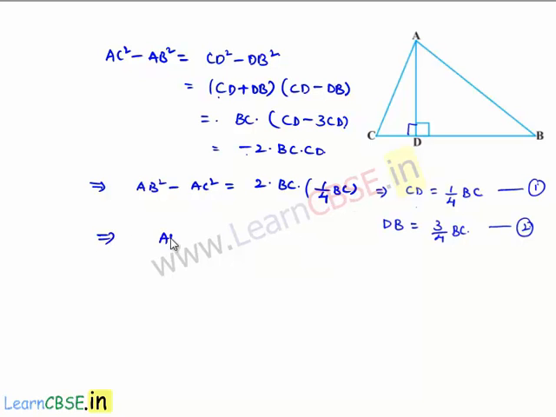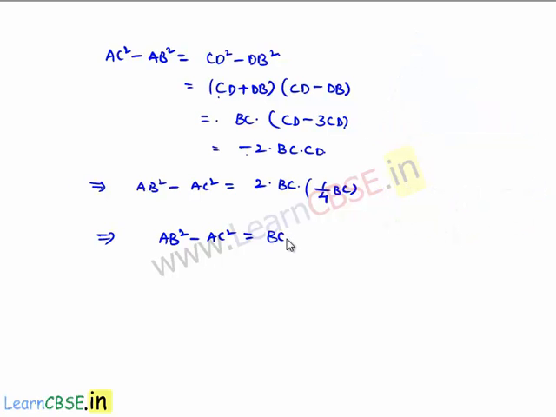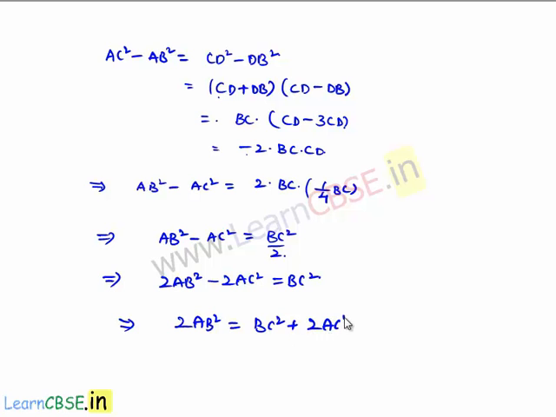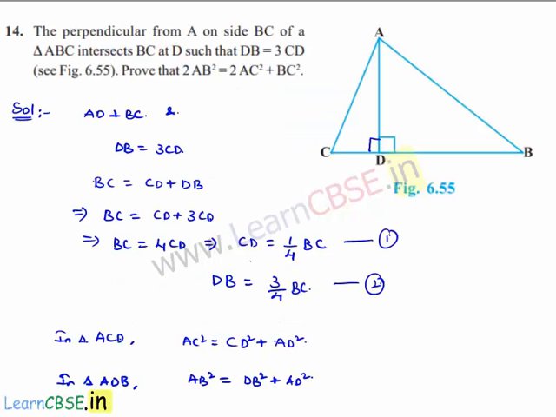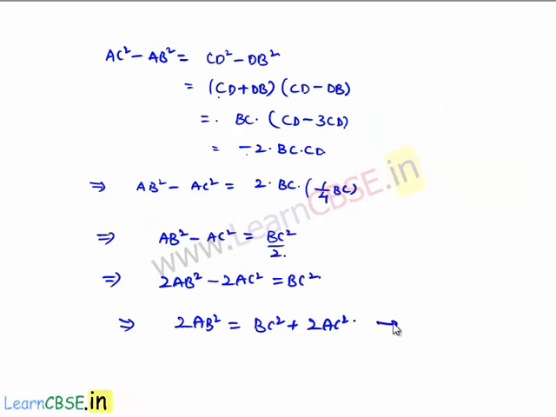So finally we got that AB square minus AC square is equal to BC square by 2. Now by cross multiplication we get 2 times AB square minus 2 times AC square is equal to BC square, which implies 2 times AB square is equal to BC square plus 2 times AC square. This is the required proof for us.